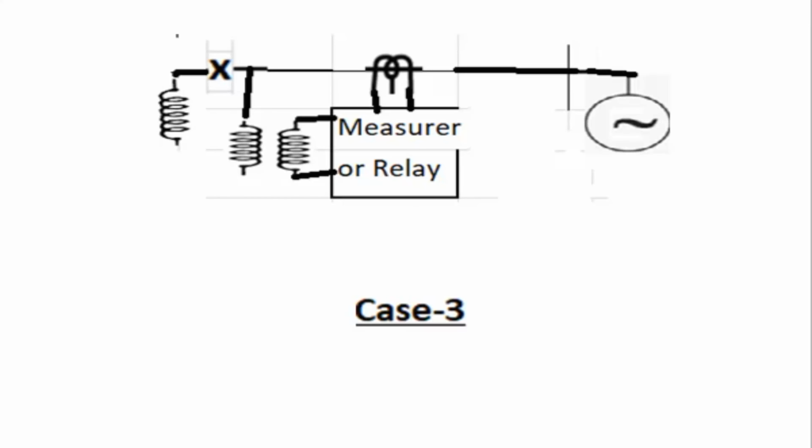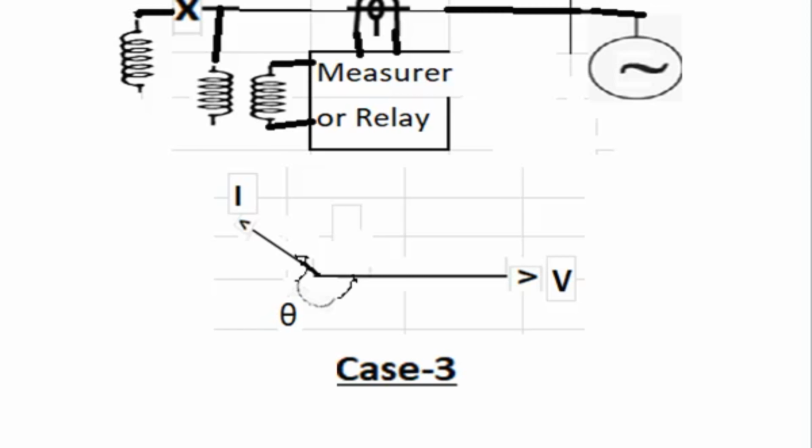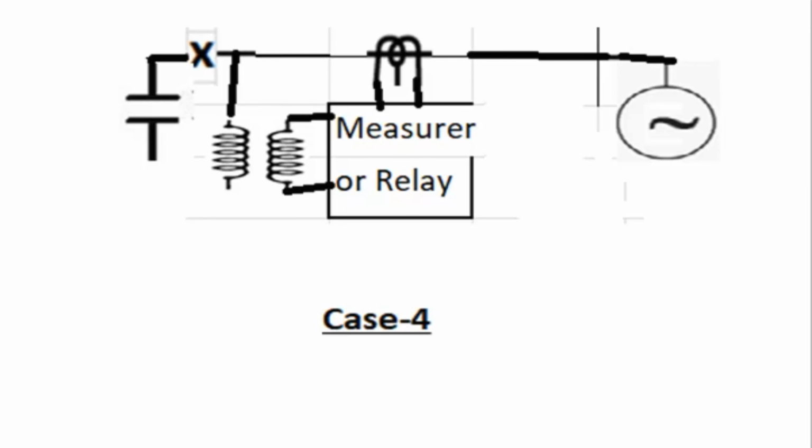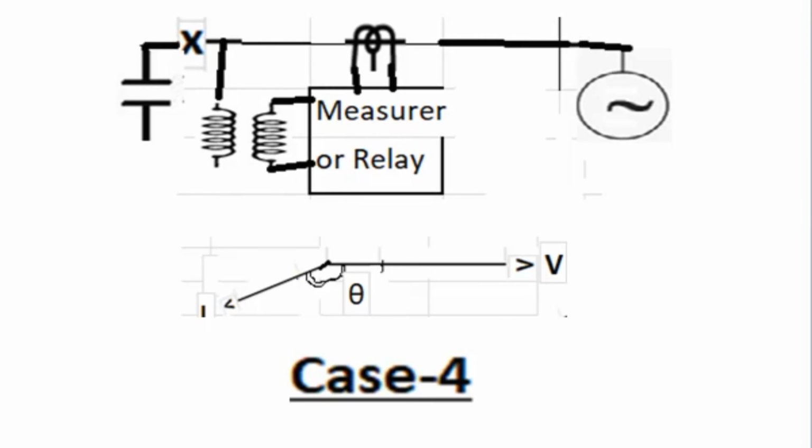Now case 3. It is the reversal of the earlier case. Load is connected to the back side of the measurer and the generator is connected to the front side of the measurer. Here, if we see the angle and the voltage vector, I is lagging by theta degree. Another case is capacitor load. Here, the capacitor load is connected to the back side of the measurer or relay. Source is connected to the front side. In this vector diagram, I is lagging by 30 theta.